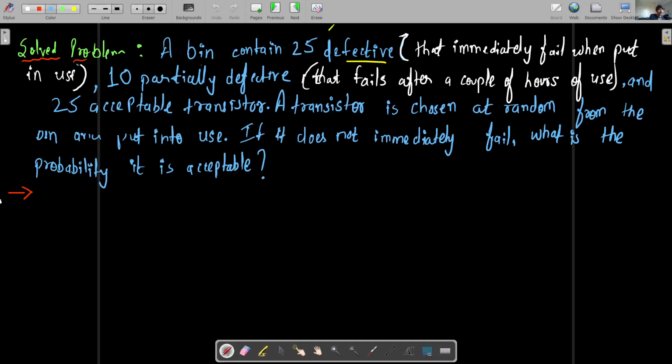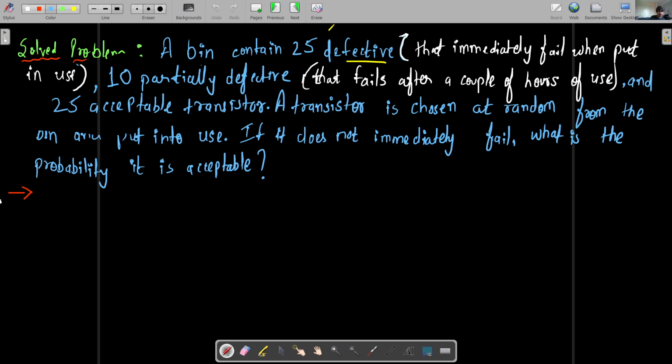Hello all, so let's continue with our solved problem on conditional probability. In the last lecture we saw the basic introduction to conditional probability, and now we will see some examples and then move to Bayes theorem, which is one of the fundamental ideas in conditional probability, and this will be extensively used in many machine learning problems.